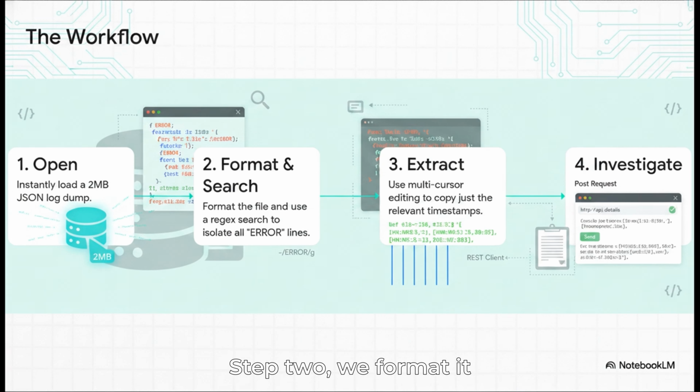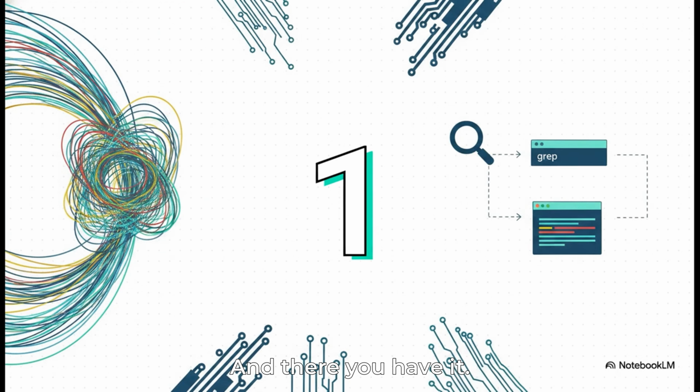Step 2, we format it and use a regex search to find every single line with the word error. Step 3, we use our multi-cursor trick to select only the timestamps from those error lines and copy them. And finally, step 4, we paste those timestamps into a .http file and use the REST client to ask another service what was happening at those exact moments. And there you have it. 4 steps: open, format, extract, and investigate, all done inside one single window.